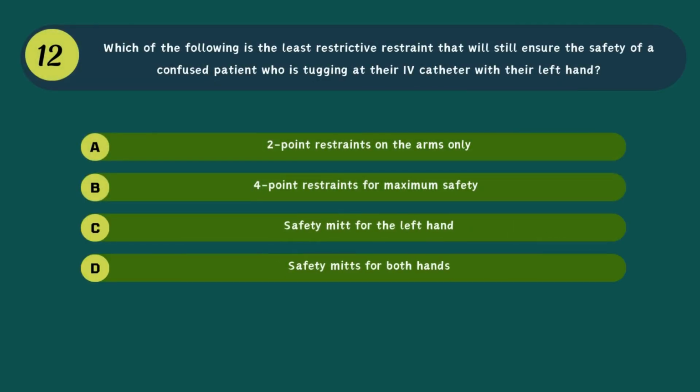Question 12. Which of the following is the least restrictive restraint that will still ensure the safety of a confused patient who is tugging at their IV catheter with their left hand? A. 2-point restraints on the arms only. B. 4-point restraints for maximum safety. C. Safety mitt for the left hand. D. Safety mitts for both hands.